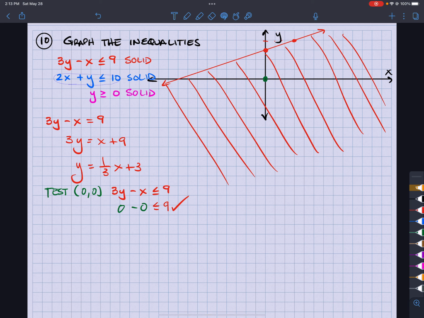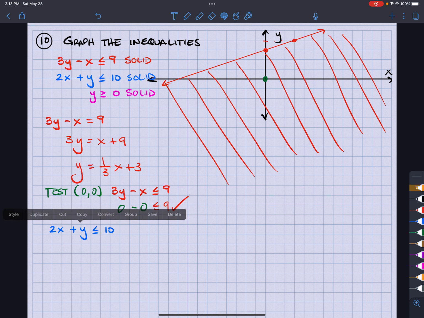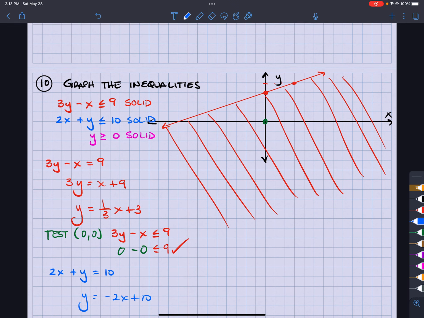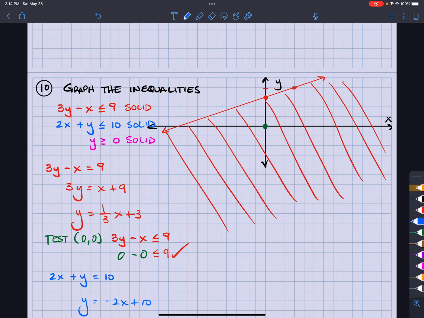All right, so let's take up the second one here. Let's go ahead and bring that right here. Again, same thing, I'm going to just get rid of that part and just say equal to, and we'll get y by itself. So y is going to equal negative 2x plus 10. So now we can grab that one. The y-intercept is 10. Whoopsies. Going to need a little bit more here, right?